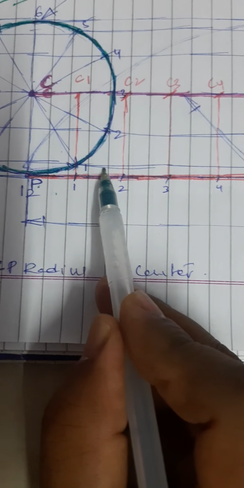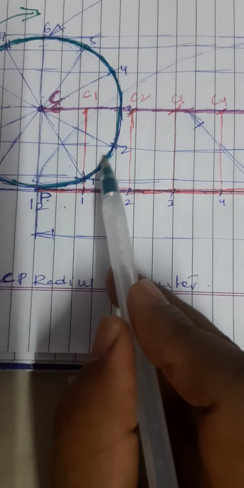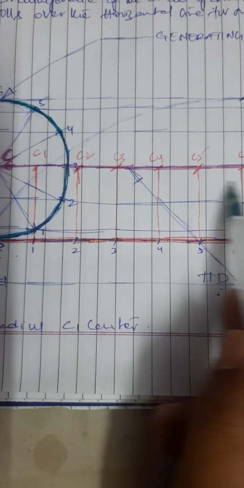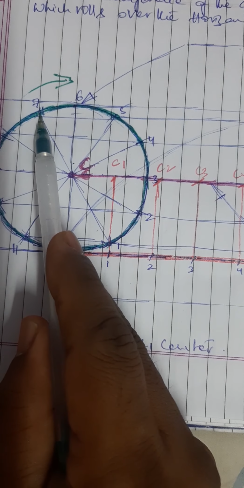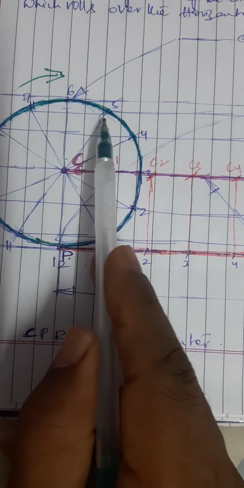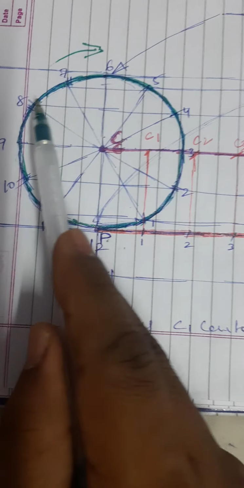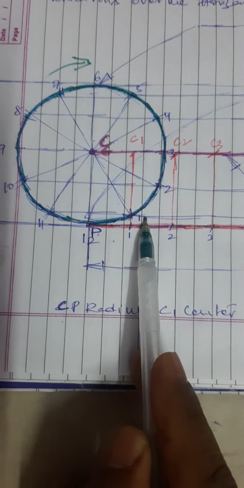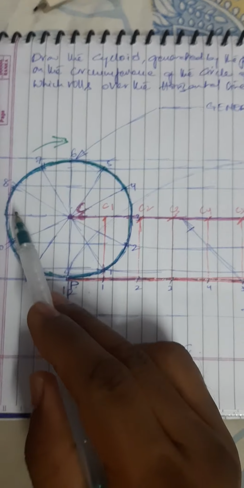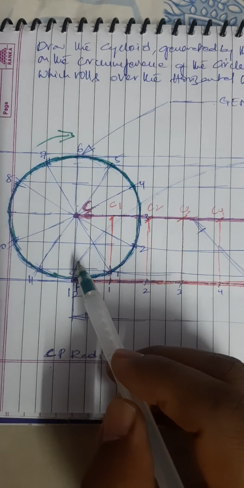So first one from 1, second one from 2, next 3, 4, 5, 6, and next the line from 7. When you draw the line from 7, it coincides with the line drawn from 5. In the same way, 8 with 4, 9 with 3, 10 with 2, 11 with 1. So likewise you need to draw the lines from the divisions on the circle parallel to PR, right?